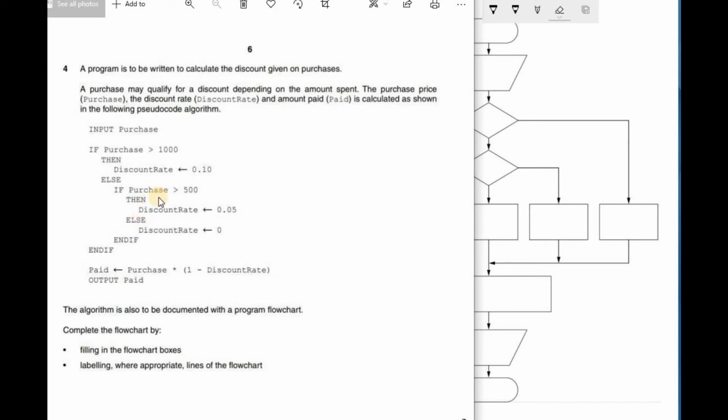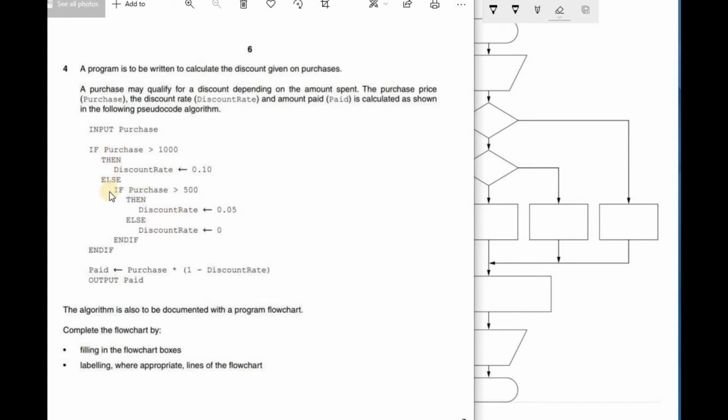And if it is not more than 500, obviously in that case it will be lesser than 500. In that case the discount rate will be 0. So here we have three conditions, nested conditions, but first it is checking whether it is more than 1000. If it is more than 1000, then simply it is a 10% discount, and then the next instruction will be executed here. Paid is equal to purchase into 1 minus discount rate. Otherwise, if it is not more than 1000, then it will go inside and check for the other conditions.